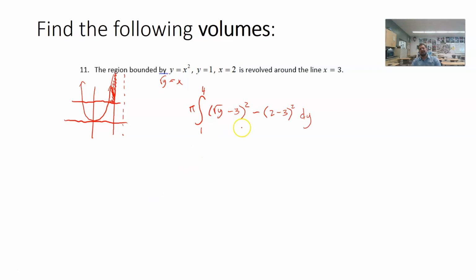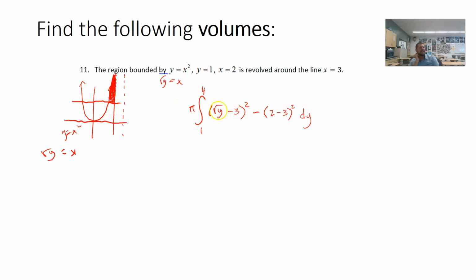Number 11, we're going around the line x equals 3. In order to see this one, we have to graph it. So I've got y equals x squared, y equals 1, and x equals 2. So we're looking at this area right in here that we're going to revolve around this line x equals 3. On this one, I did this on purpose to show you, technically, if you go the square root of y, because that's further away, this is y equals x squared, but you've got to get the x by itself. So if I get the x by itself, I get x equals the square root of y. That is the function that's furthest away.